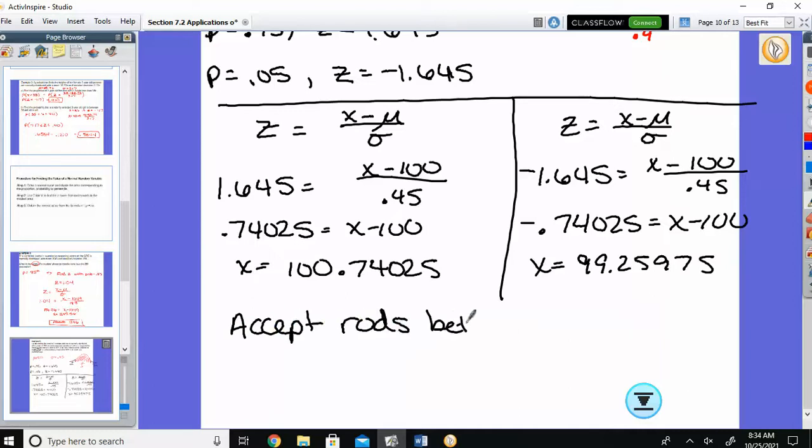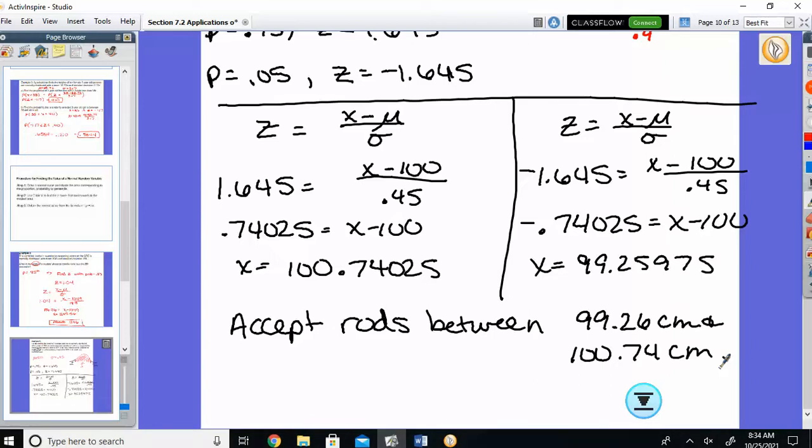rods between, let's round this just a hair, 99.26 centimeters and 100.74 centimeters. So if you want to accept the middle 90% of your data, you have to take every rod between those lengths. So anything smaller than the 99.26 or bigger than the 100.74 would get thrown out.